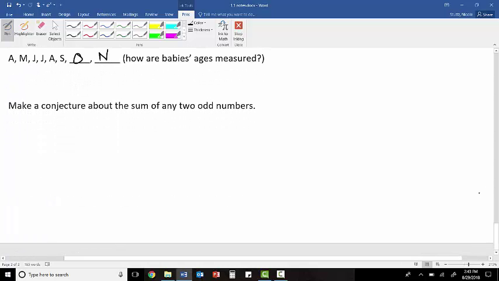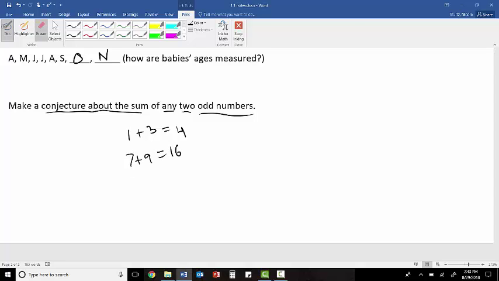The last example says make a conjecture about the sum of any two odd numbers. So pick two odd numbers like 1 and 3, and you're going to add them together. So you get 4. Right? We're going to pick two other odd numbers like 7 and 9, and I get 16. We could pick 5 and 3. We could pick, well, let's go with 11 and 3.